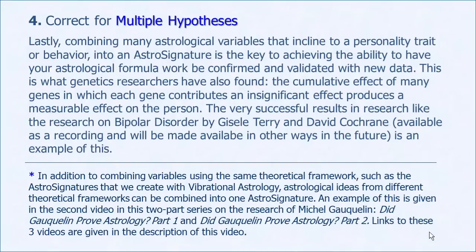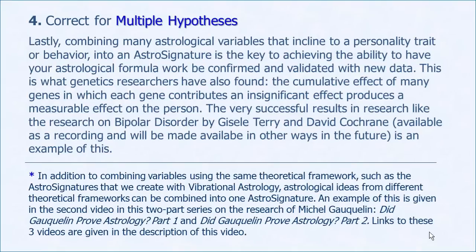What if you are a Hellenistic astrologer and you find things that incline to bipolar disorder? And then suppose a Vedic astrologer finds some things inclined to bipolar disorder, and it's completely different. I mean, they're using nakshatras and the Navamsa chart. Totally different ideas. And then maybe we come in with vibrational astrology, totally different from the other two.